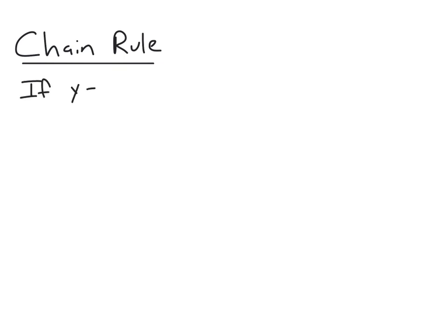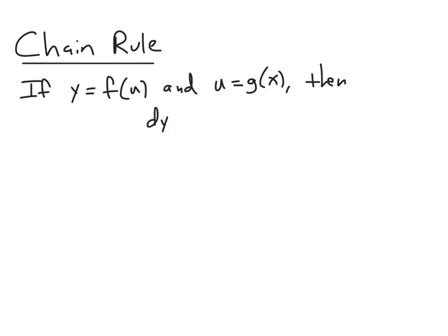If y is a function of some variable u, let's call it f of u, and u in turn is a function of some other variable, let's call u g of x, then the derivative of y with respect to x, which I'm going to write in differential notation dy dx, can be thought of as the derivative of y with respect to u multiplied by the derivative of u with respect to x.